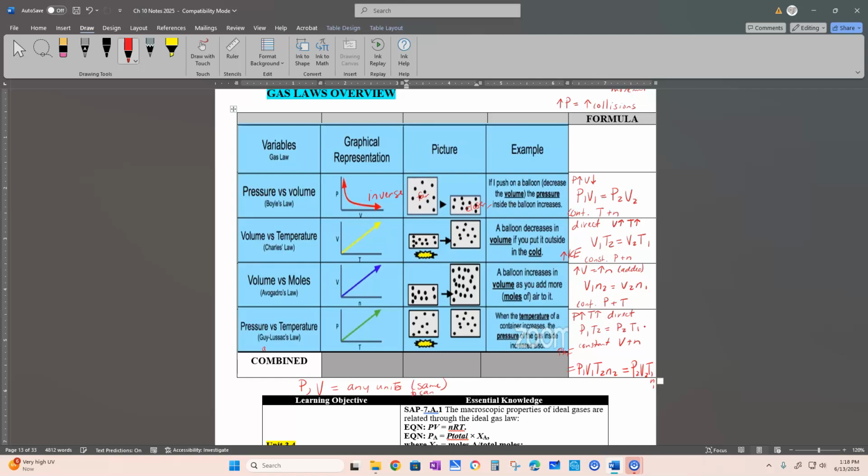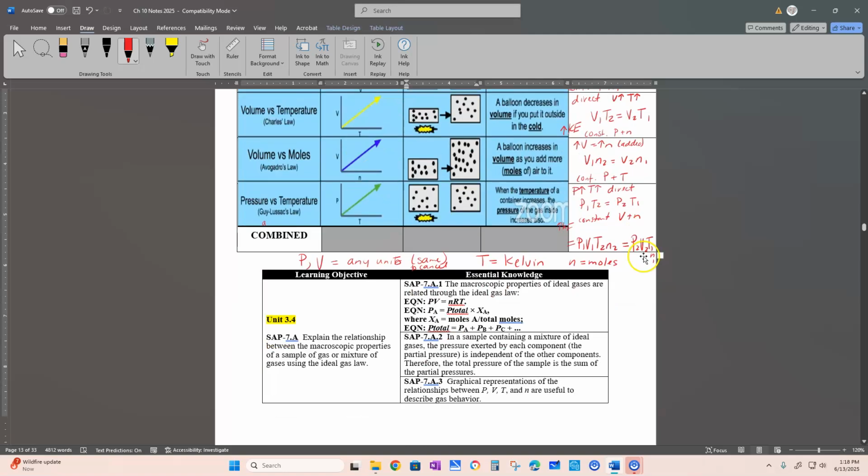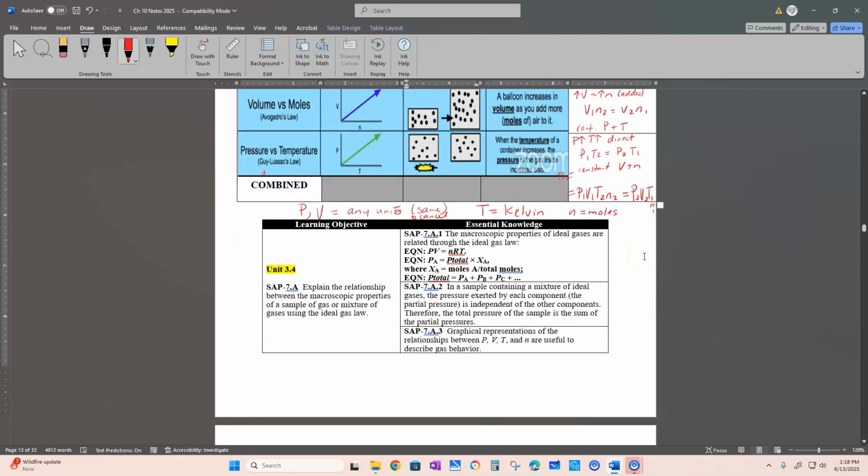Same to cancel. Okay? Temperature, you don't have a choice. You got to use Kelvin. And moles, you don't have a choice because that's why it's called moles. Okay? Well, what if we wanted to say every gas was ideal? So if every gas was ideal, then there must be an equation I can use for every gas.